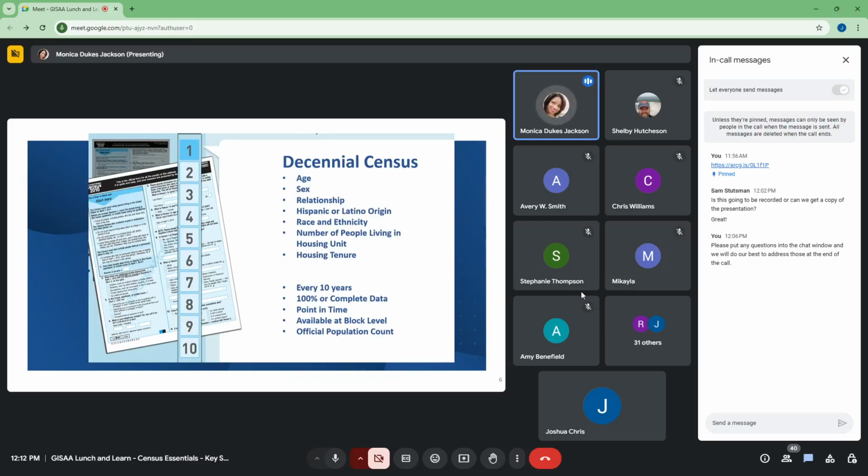To sum it up, what we do every 10 years, we call this our 100% or complete data count. It's counted at a point or reference in time, which is April 1st of every 10 years. That is the reference date. I mentioned earlier, it's available down to the block level, which is the lowest level of geography that you can search in the Census Bureau, and it is what we call our official population count.